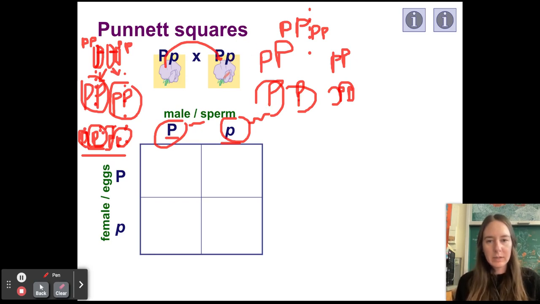And for this one, whatever egg is available at that time will be the one that's fertilized. So it could be the capital P or the lowercase p. That's why we put the eggs here. These are the optional alleles found on the homologous chromosomes in this flower. Okay, that was a lot of detail. Hopefully you understand Punnett squares a little bit better.